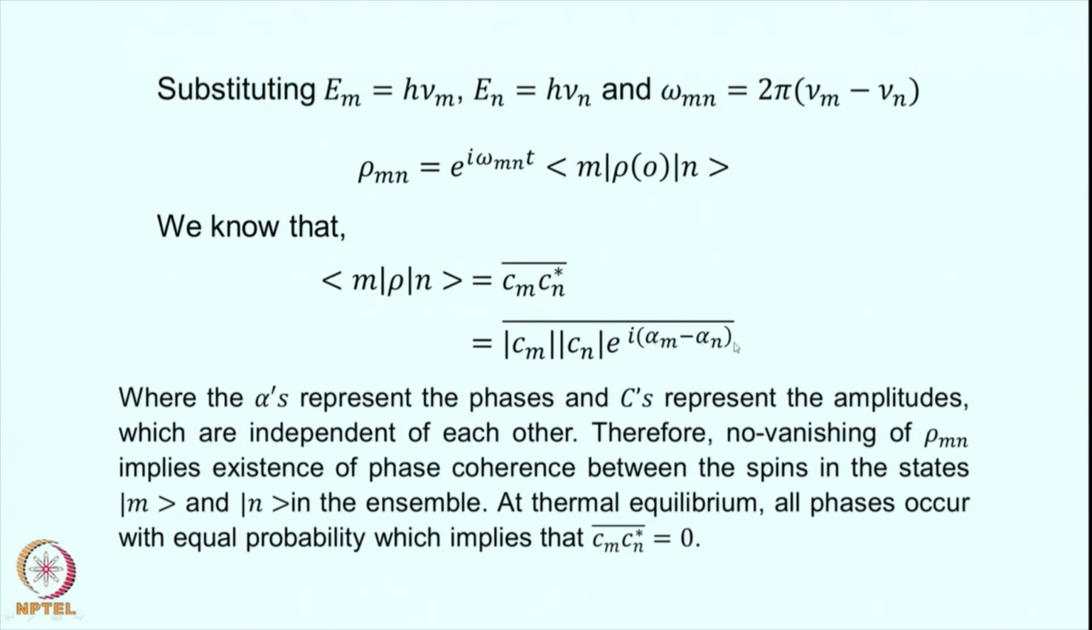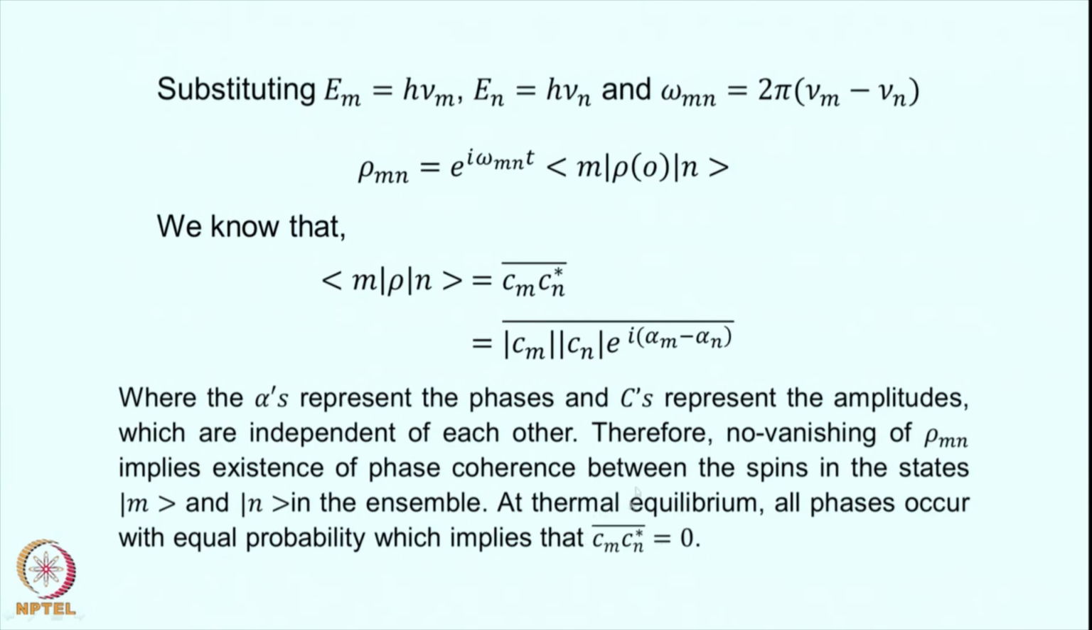Now if these are random by the hypothesis of random phases, then this average will go to 0 in the case of the equilibrium state. However, if this is non-zero, then non-vanishing of rho mn implies existence of phase coherence between the spins in the states m and n in the ensemble. At thermal equilibrium, all phases occur with equal probability, which implies that the average of Cm Cn star is equal to 0.